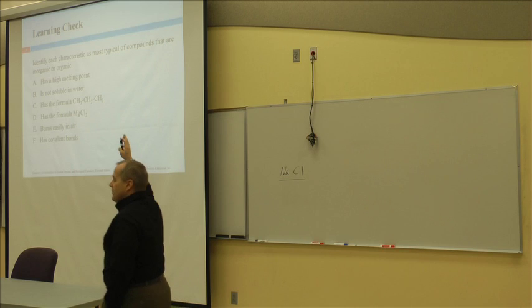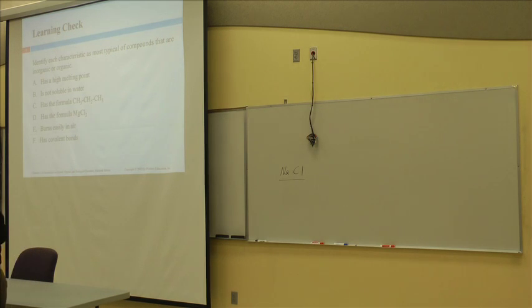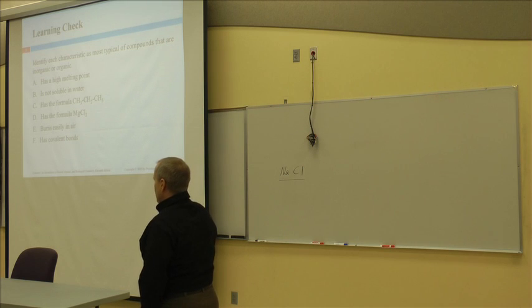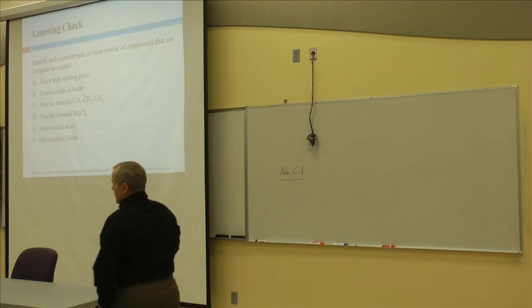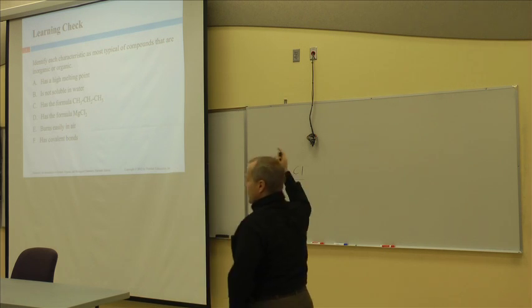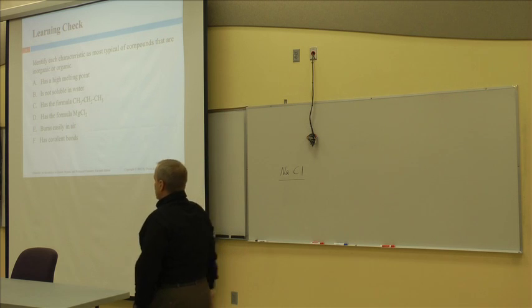They have a high melting point. Inorganic. Table salt, for example, won't melt very easily. You can melt typical organic compounds because they're usually liquids at room temperature. B, not soluble in water. Organic things are not soluble in water typically.